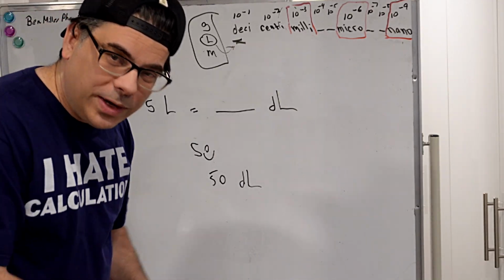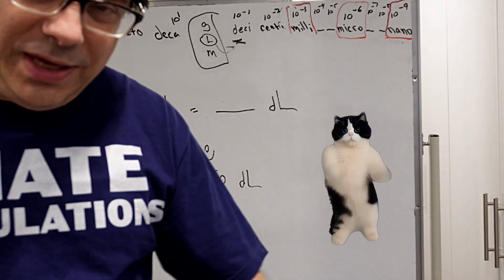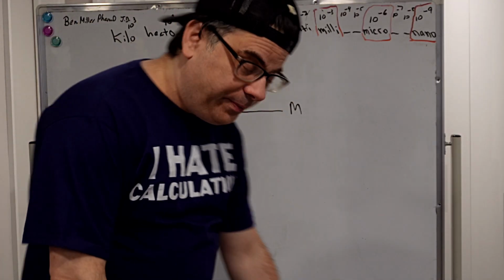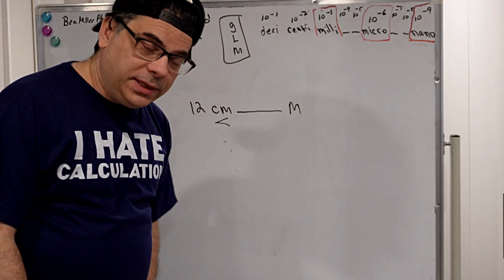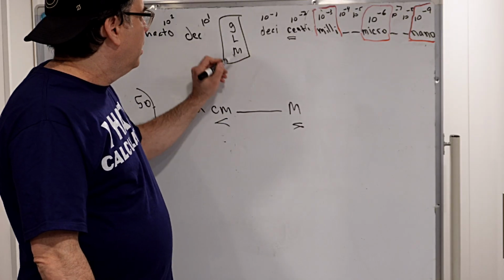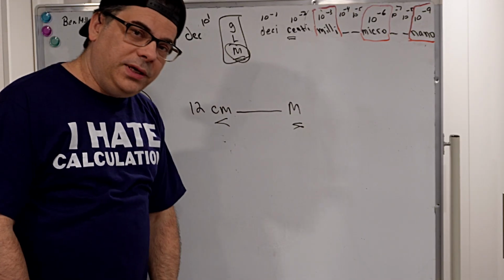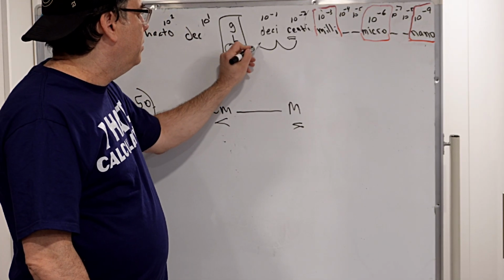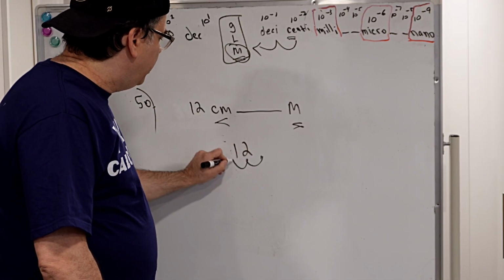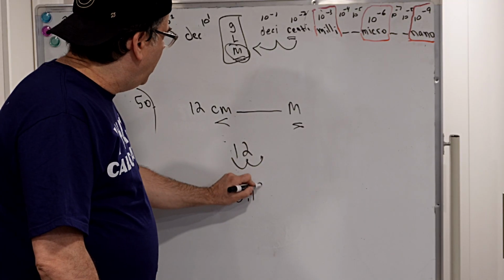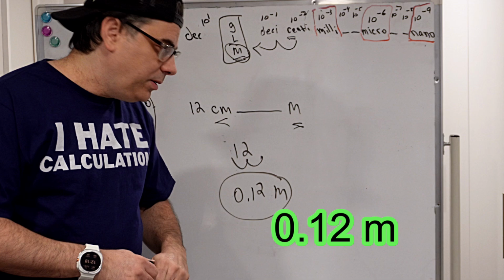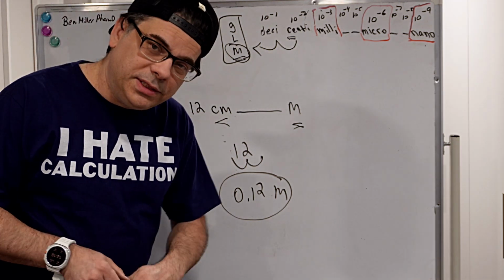Okay, last and final question. Finally, number 50. 12 centimeters is how many meters? So centi is over here. Meters is over here. So we go 1, 2. It's just 2 to the left. So 12, 1, 2. So 0.12 meters is the answer. 12 centimeters is equal to 0.12 meters.